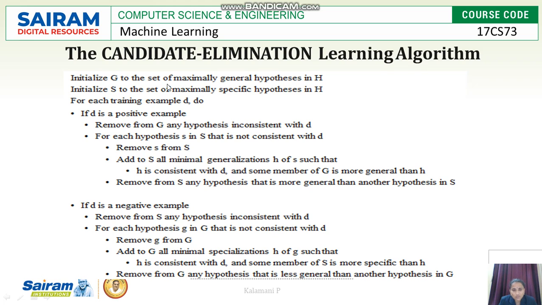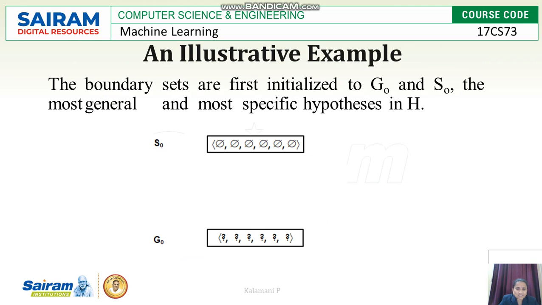Other concepts are almost similar. So now we will see the example. The first step is to initialize S0 to the most specific hypothesis, that is phi, and G0 to the most general hypothesis, where all attributes take the value question mark, meaning any value it can take.